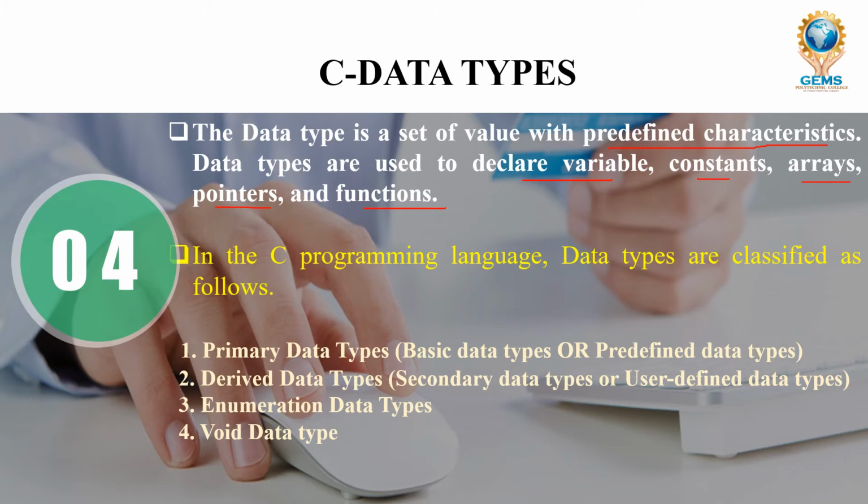In the C programming language, data types are classified into the following. What are the data types in C? We have the primary data type, derived data type, enumeration data type and void data type. The primary data type is also known as the basic or predefined data type. The derived data type is also known as the secondary or user defined data type, and the other two are the enumeration data type and void data type. Now we will see these data types one by one in detail.